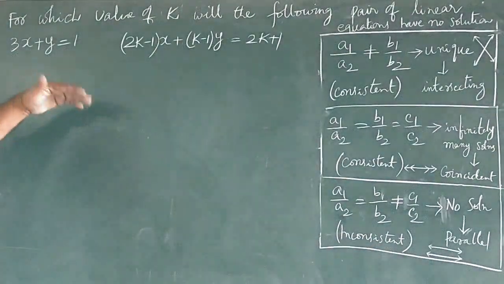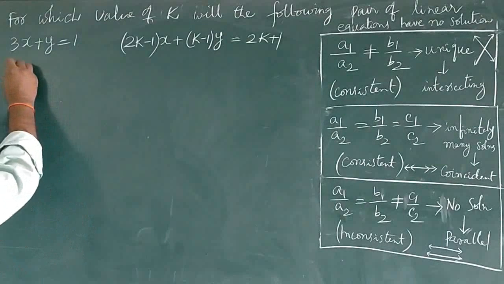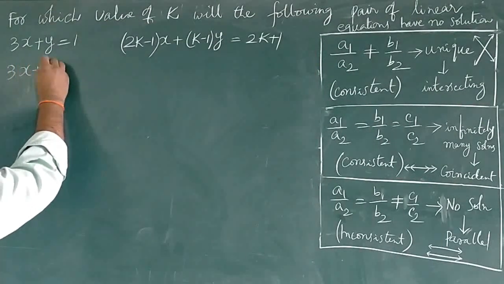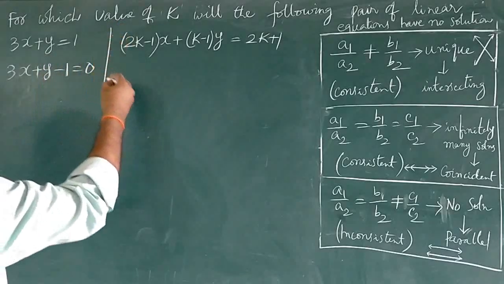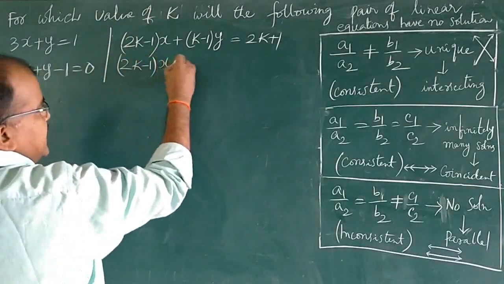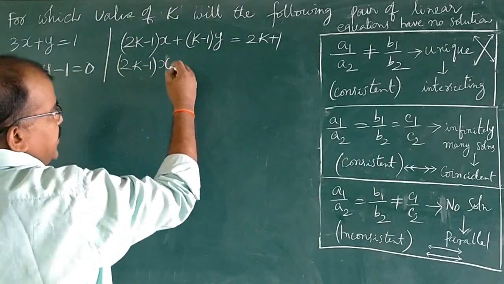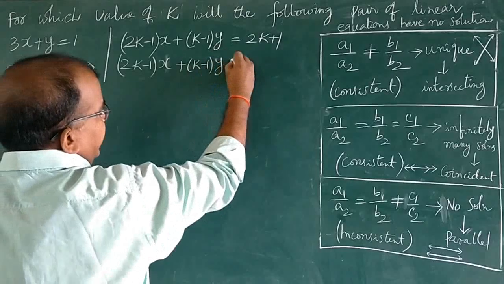Okay, one more sum based on no solution. Here, first convert into general form: 3x + y - 1 = 0. And this one, (2k - 1)x. The x coefficient is 2k - 1, then (k - 1)y.